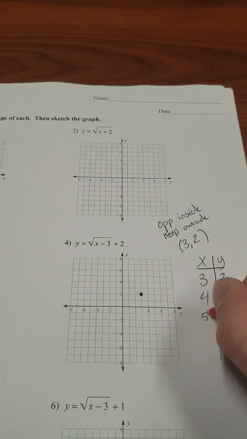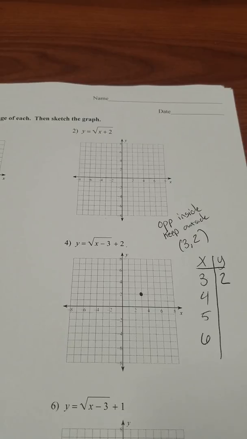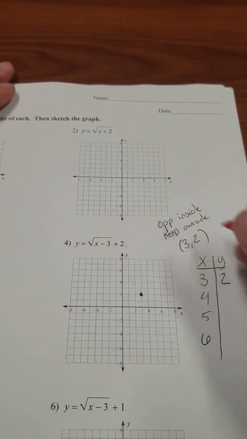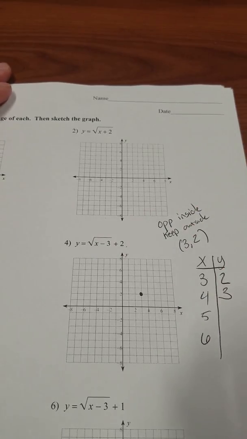So let's just plug in 4, 5, 6. And you can type this into your graphing calculator and look at your table. I'll run through this really quick right here. So that will give you a value of 3. 5 minus 3, square root of 2, it's like 1.4. So this will give you like 3.4. Square root of 3 is like 1.7. So we'll call that 3.7. Square root of 4 is 2. 2 plus 2 is 4.